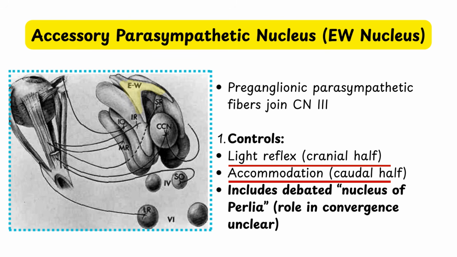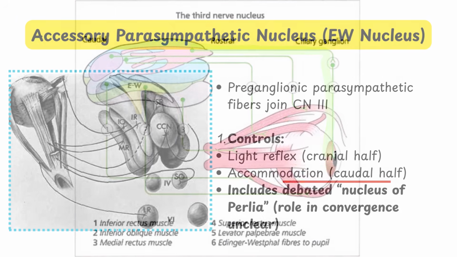The Edinger-Westphal nucleus controls the light reflex and the accommodation reflex. It is believed that the cranial half controls the light reflex and the caudal half controls the accommodation. There is also a debated nucleus of Perlia that may help with convergence, and it is often considered to be a part of this complex.